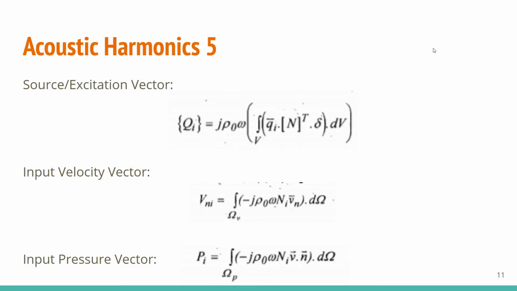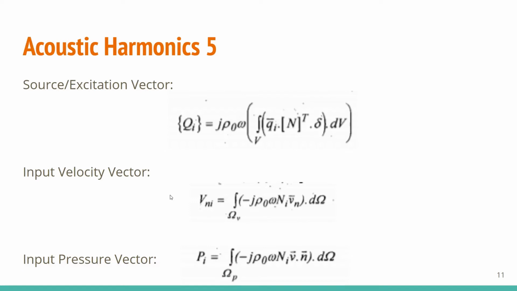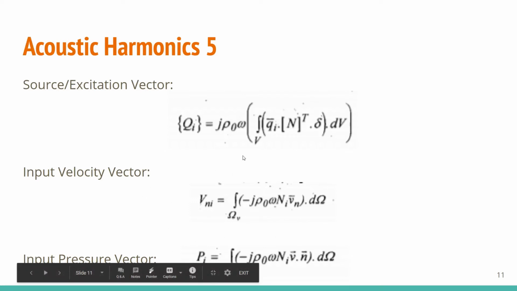And then source excitation vector Qi, as you can see, still has the same original constant, but also has this additional factor here, the Dirac delta function, due to it being discretized. The input velocity vector, this is what happens when you have a value for the velocity of the fluid entering the system or exiting the system, and this is the contribution of that to the forcing term.